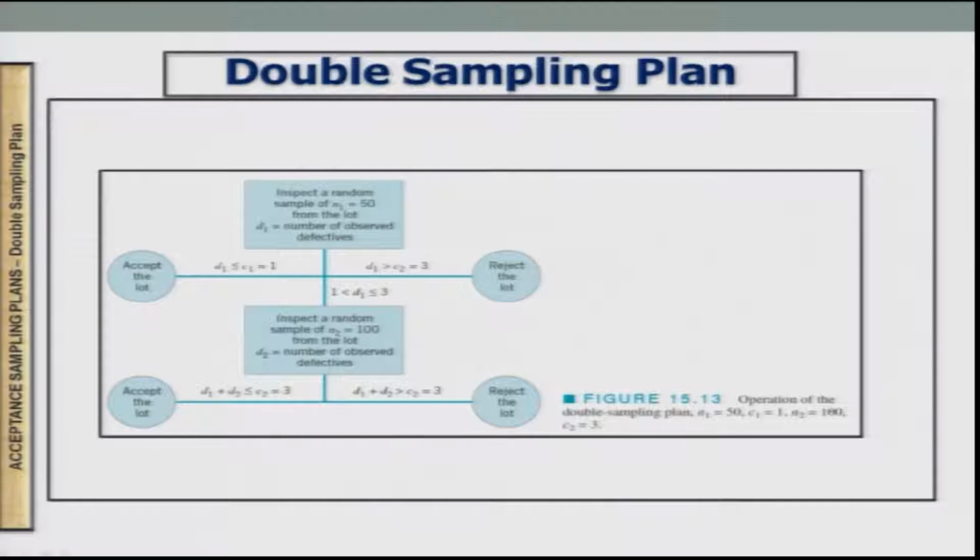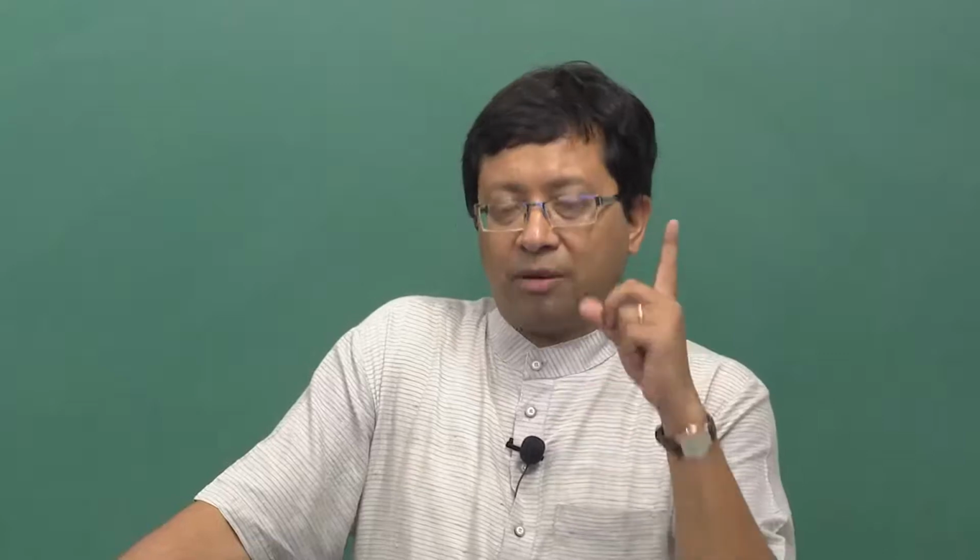So, as given in this figure 15.13, again taken from Montgomery, you inspect a random sample of size N1 from the lot, D1 is the number of defects, and some values of C1 and C2 are already specified. If you look into this curve or the flow process, the operation of the double sampling plan for this case is given as N1 is 50, C1 is 1. That means, out of N1 equal to 50, if you find defects of 1 or less, you accept the lot. If they are more than that, in single sampling you would have rejected the lot. But now you are not doing that, because you are going for the double sampling plan.